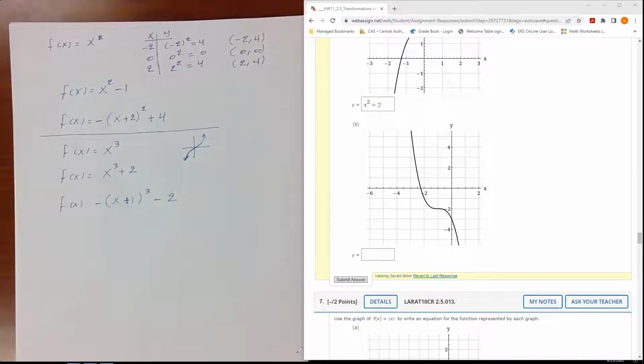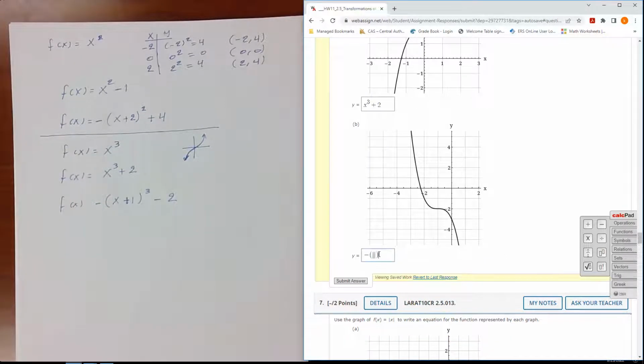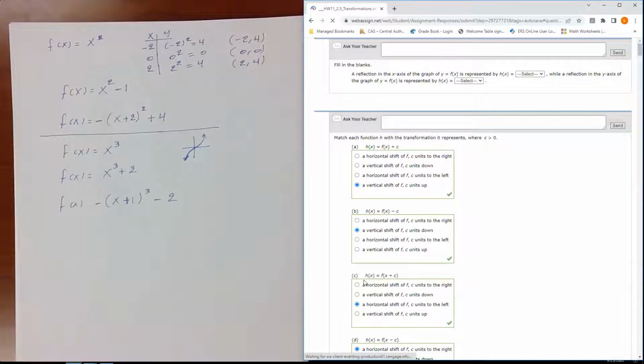That means our new function is going to be negative, open parentheses, x plus 1 inside the parentheses. I'm not writing down anything. 2 parentheses. It's going to be x plus 1. And don't forget the cube. And then outside is going to be minus 2. So here's the graph of this function. Let's keep going to the next one.